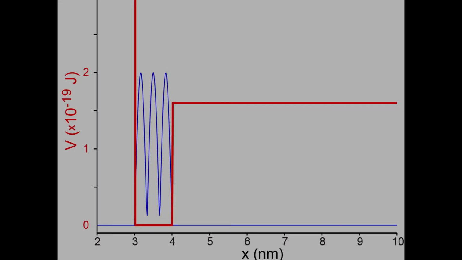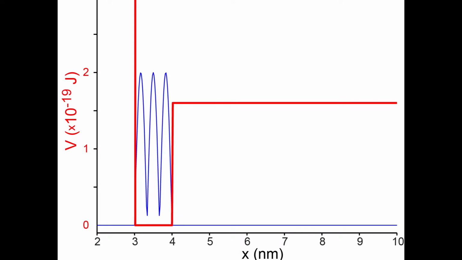Alright everyone, so this is what time-dependent quantum mechanics looks like. Here we have in red a potential energy surface. There's a very, very large barrier to the left. We can't really simulate an infinite potential on a computer, so we just made a very high potential barrier on the left.